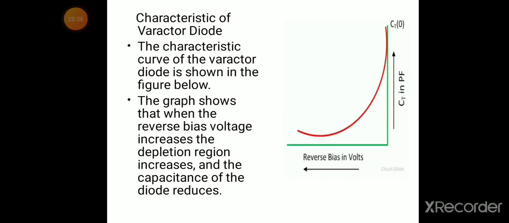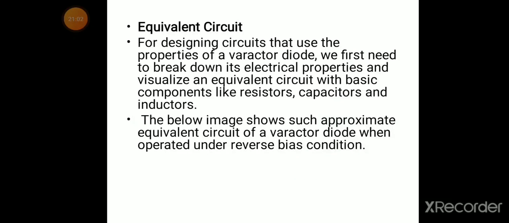Characteristics of the varactor diode: the characteristics curve of the varactor diode is shown in the figure below. The graph shows that when the reverse bias voltage increases, the depletion region increases and the capacitance of the diode reduces.